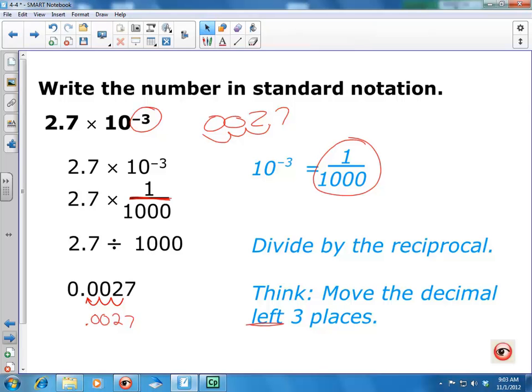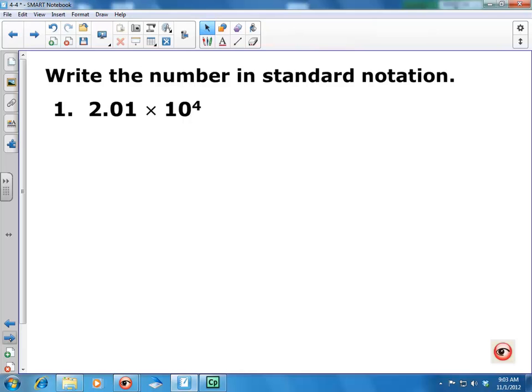Okay, let's take a look at our next example. This one asks us to write this in standard notation. So we have 2.01 times 10 to the 4th power. Now, the first thing we need to do is look and see, is our exponent positive or negative? On this one, our exponent is positive because we have a positive 4. Now, since it's positive, what direction am I going to move my decimal? Am I going to move it to the right or left? I have to move it to the right.